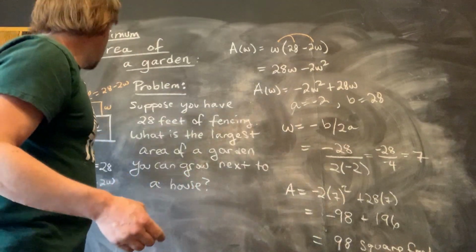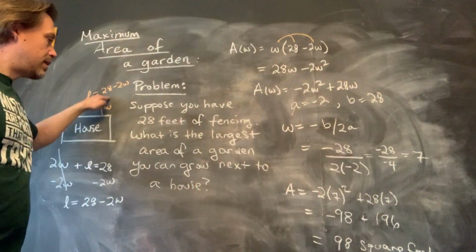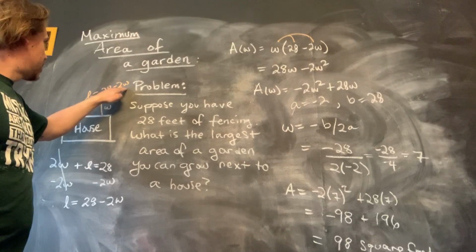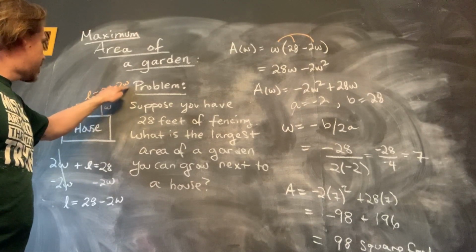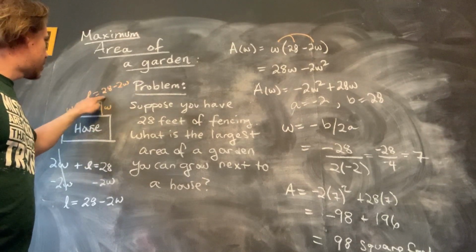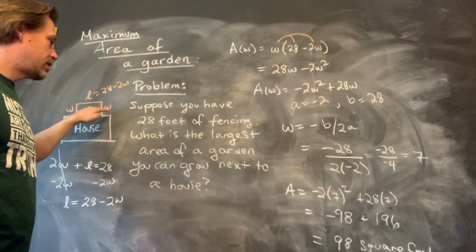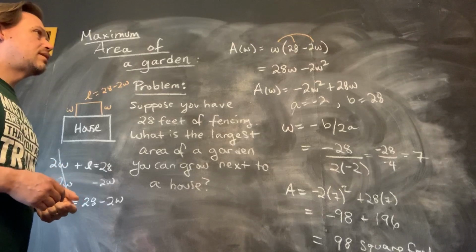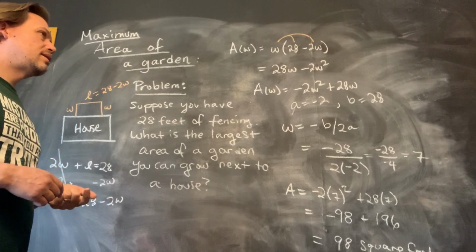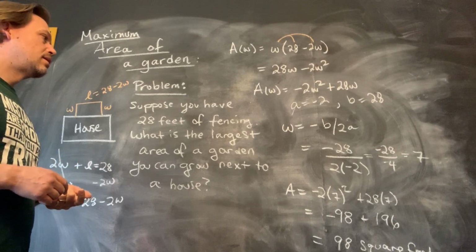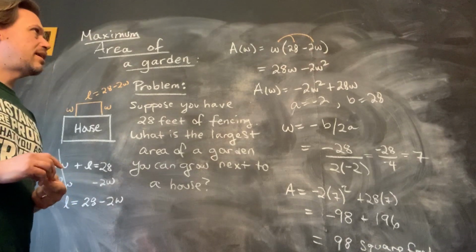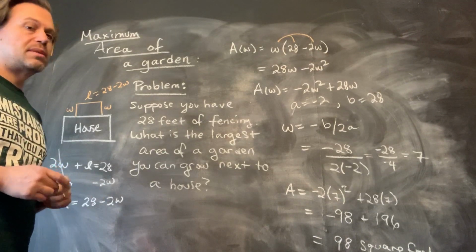So the area of my garden will be 98 square feet. You would get that same number if you just replaced W with 7 in 28 minus 2W times W. 28 minus 2 times 7, that's 28 minus 14, so that's 14. W is 7, and 14 times 7 is going to be 70 plus 28, 98. So it comes out the same.